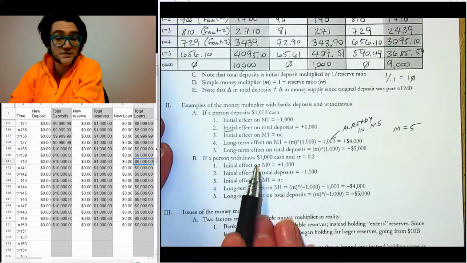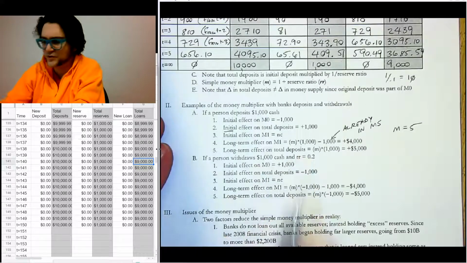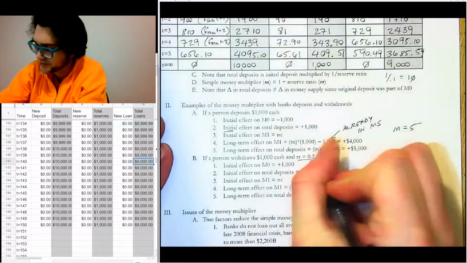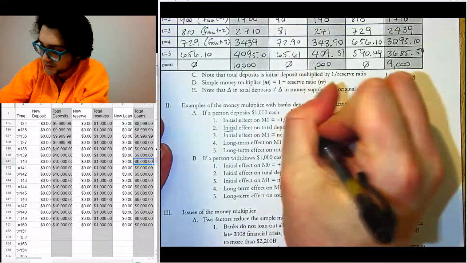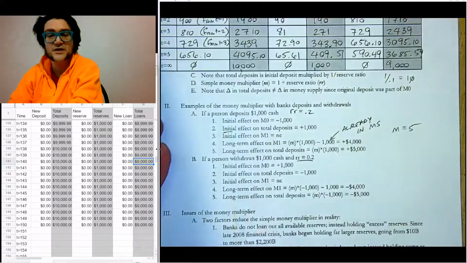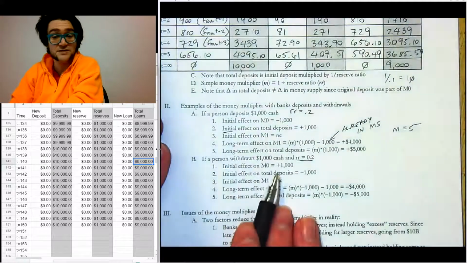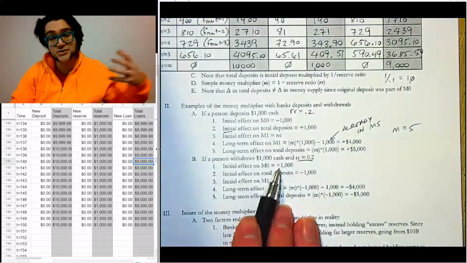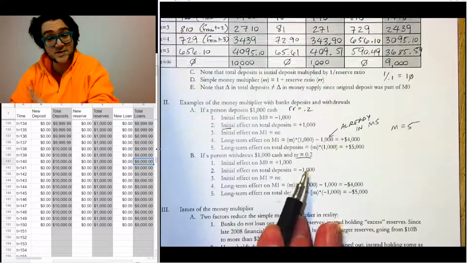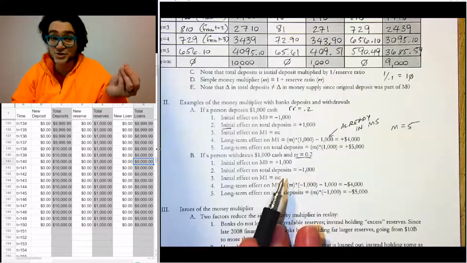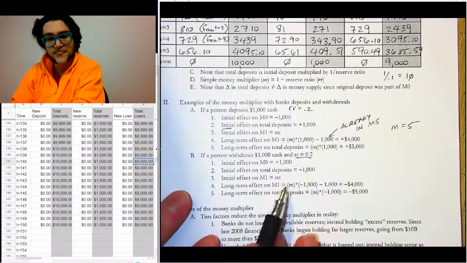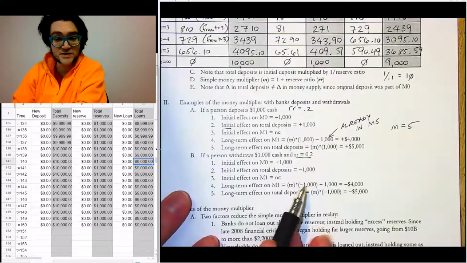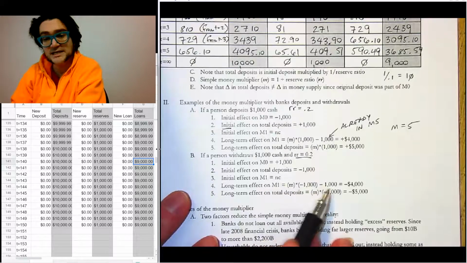If a person withdraws 1,000 and the reserve requirement is 0.2, actually this part should be up here as well: R equals 0.2. That's how we get 5. The initial effect is obviously there's $1,000 in new cash. There's $1,000 less in deposits, and M1 didn't change initially. But in the long term, that money multiplier 5 times negative 1,000, but minus the 1,000.